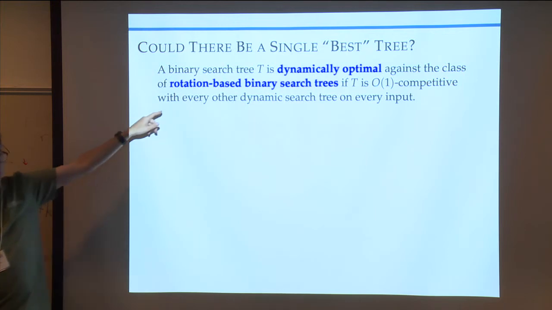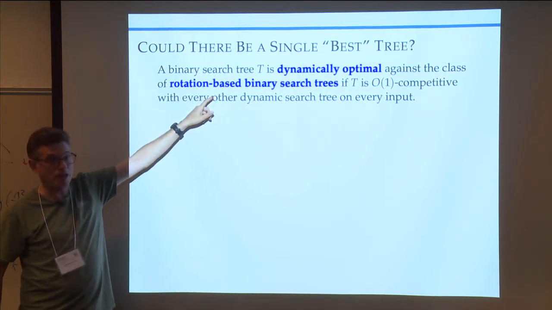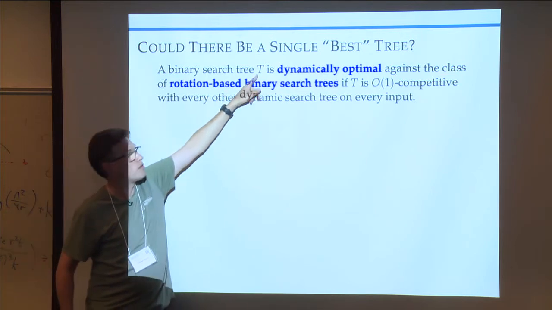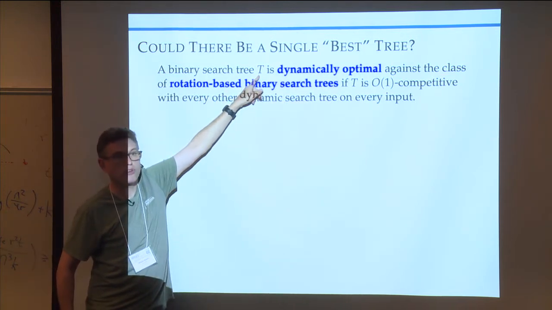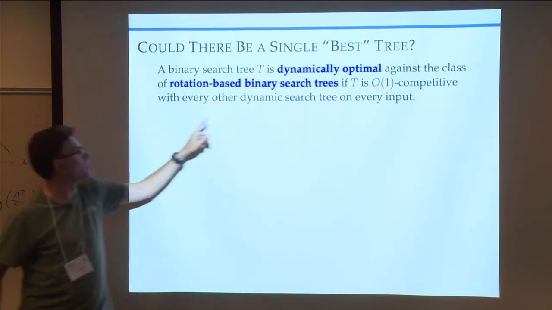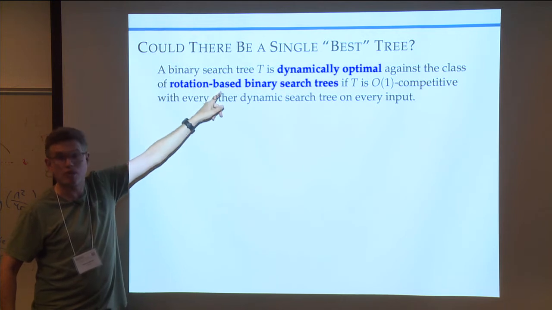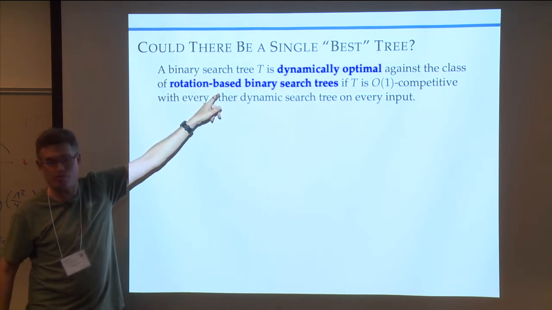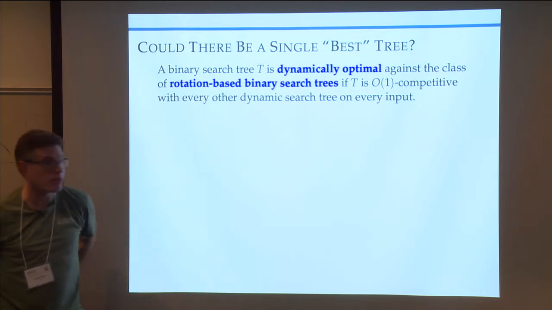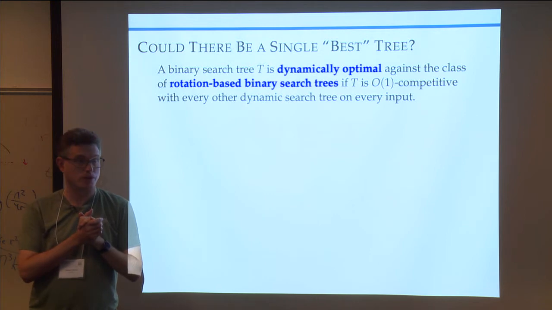So to say this differently, a tree is dynamically optimal if the way this tree performs on every possible input is constant competitive with every possible rotation-based search tree in this class. And this also includes rotation-based search trees like the one that I showed on the previous slide that are actually tailored to a particular input.